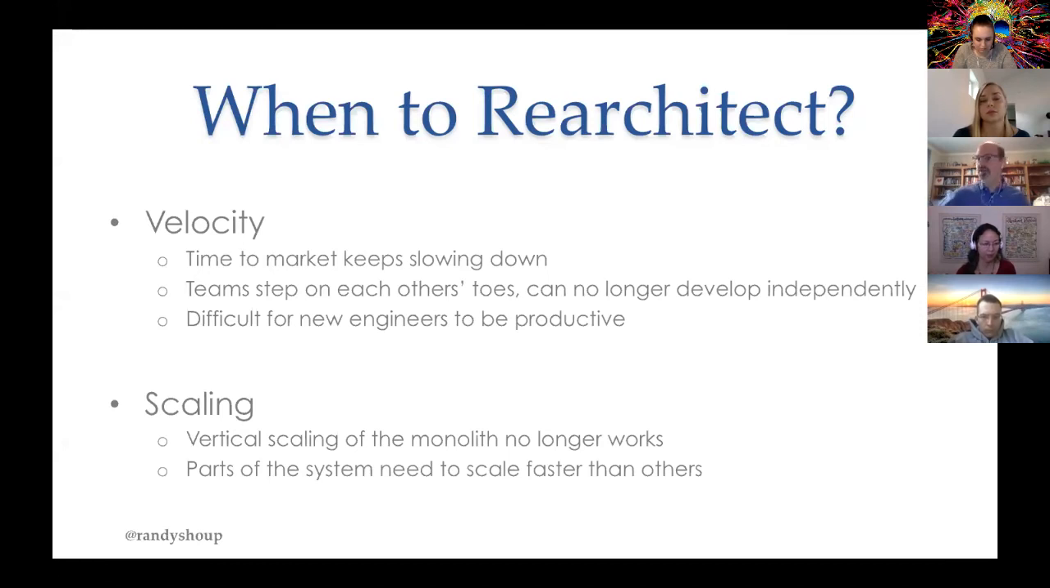Another problem that you might see here is simply a scaling problem, where you try to vertically scale the monolith as much as possible, and you're running out of gas. This absolutely happened at eBay and at Amazon and at Twitter, all those examples that I gave. Also Netflix, also Google, like all the places you can name have hit both the velocity problem and the scaling problem. And also, if you find that parts of the system need to scale faster than other parts, that's a good indicator.